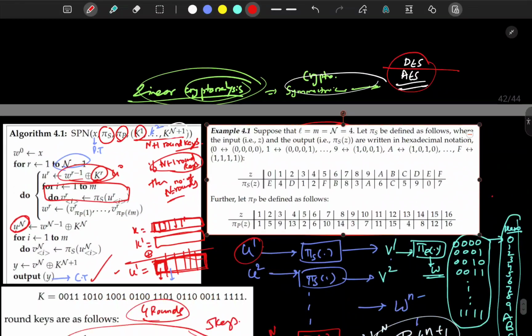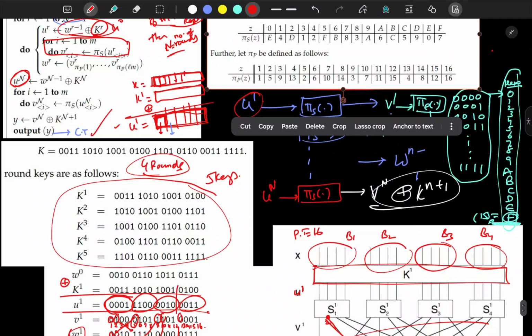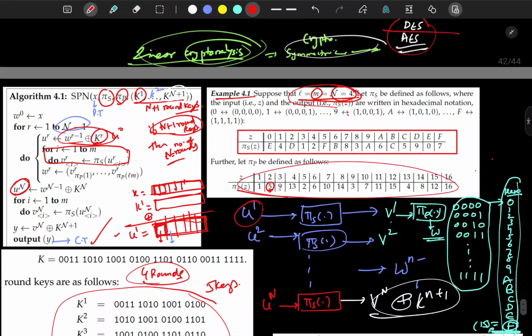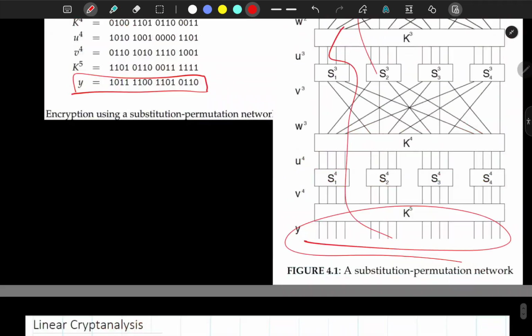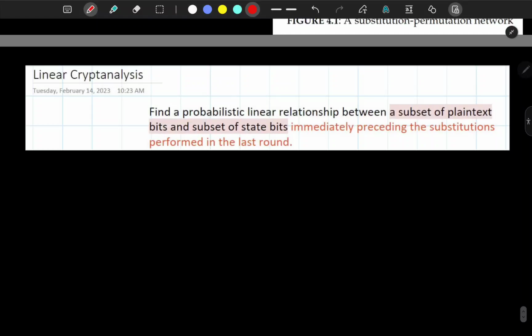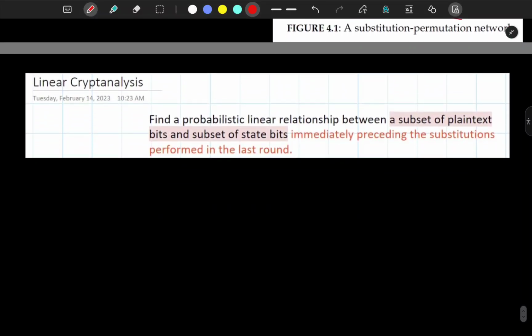For that concept we require some mathematical definitions, then we will finally learn the concept. Now let's see some mathematical concepts. The first topic was SPN. The next topic is linear cryptanalysis. Just read this definition once: find a probabilistic linear relationship between a subset of plain text bits and a subset of state bits immediately preceding the substitution performed in the last round.